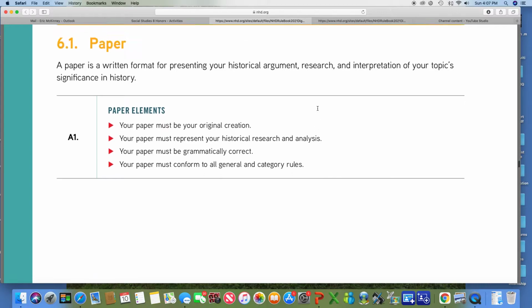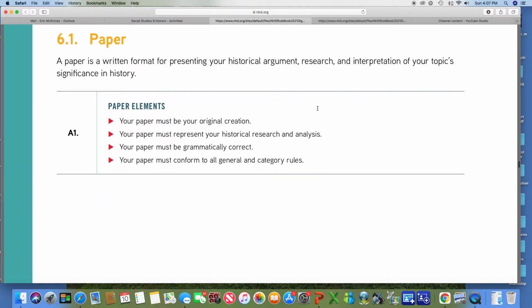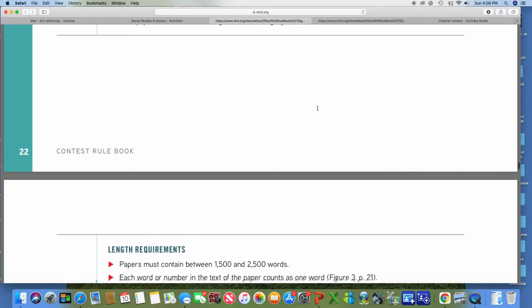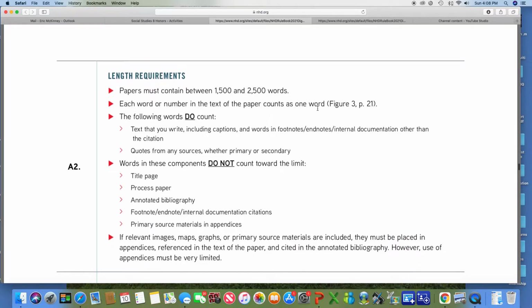Let me go here to the NHD rulebook. Page 22 is where all of your rules for your specific category are. I'm not going to read all the rules. One of the big things is papers must contain between 1,500 and 2,500 words. This is usually between 7 to 10 pages depending on what you do, but that is the actual word limit.